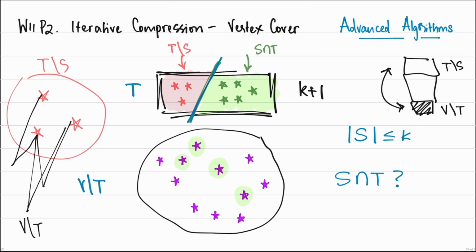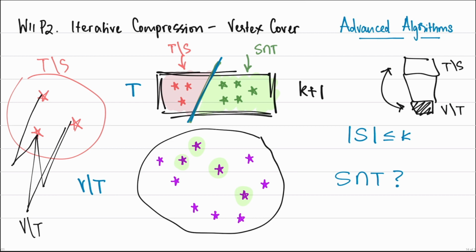So the idea is to check if t minus s has a neighborhood that's smaller than itself. If it does, then we are in business. This is a good guess. We have actually found the vertex cover that we are looking for, a vertex cover whose size is k or less, and we can stop here.